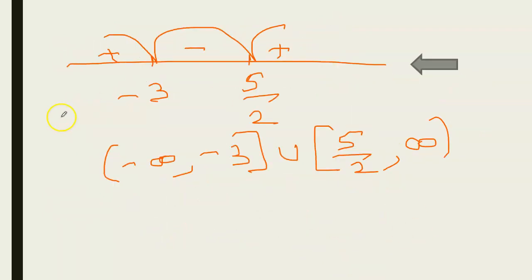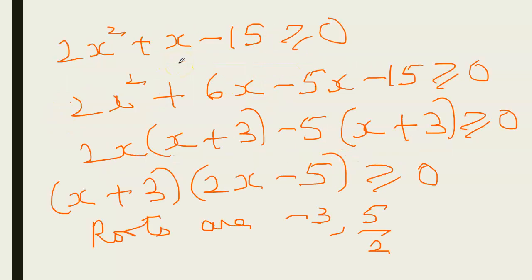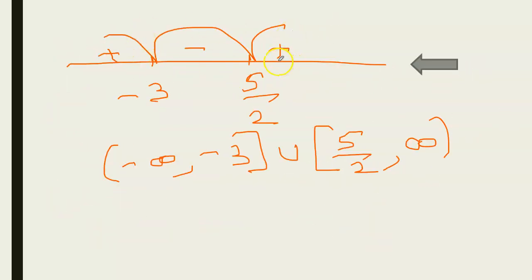So if you plot it on the number line, again you write alternate plus and minus, and what is the question? It is greater than or equal to 0. So what is the solution set? Minus infinity to the closed interval minus 3 union the closed interval 5 by 2 to infinity. Why is there a closed interval here? Because you have the greater than or equal to sign.